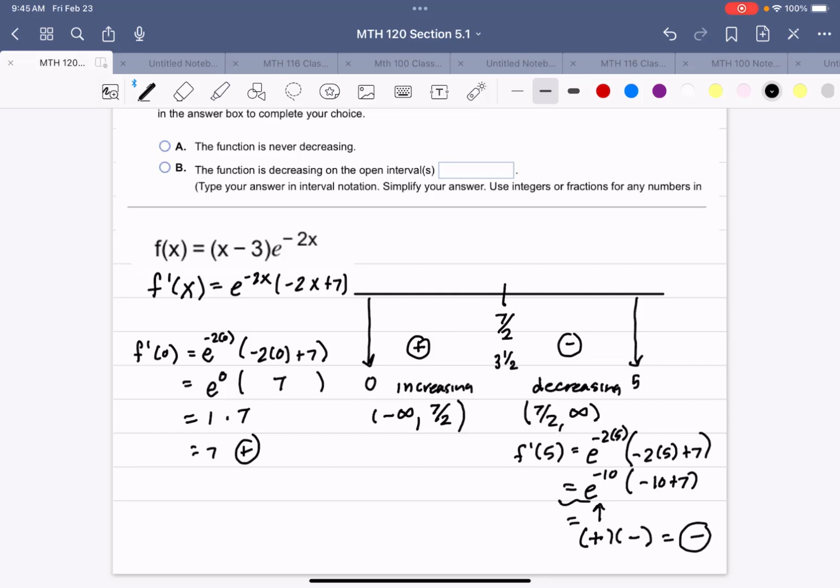You can do the e to the negative 10 on your calculator. You're going to get a decimal, but it's going to be positive. Okay? E to any power is always a positive number.